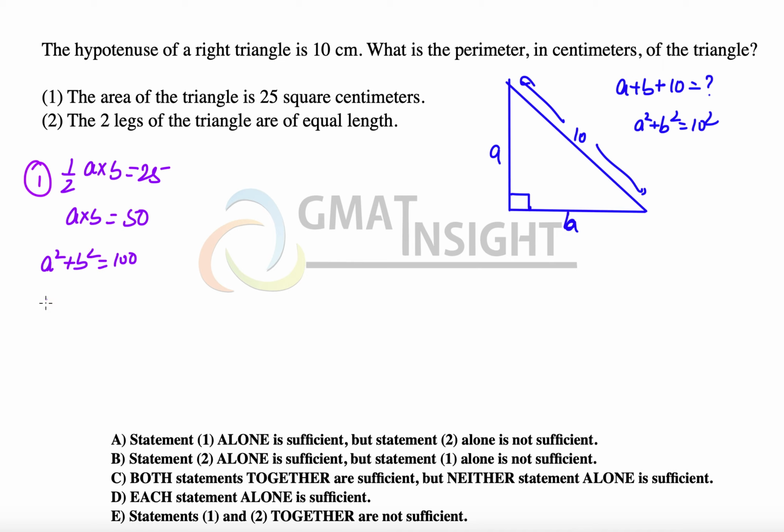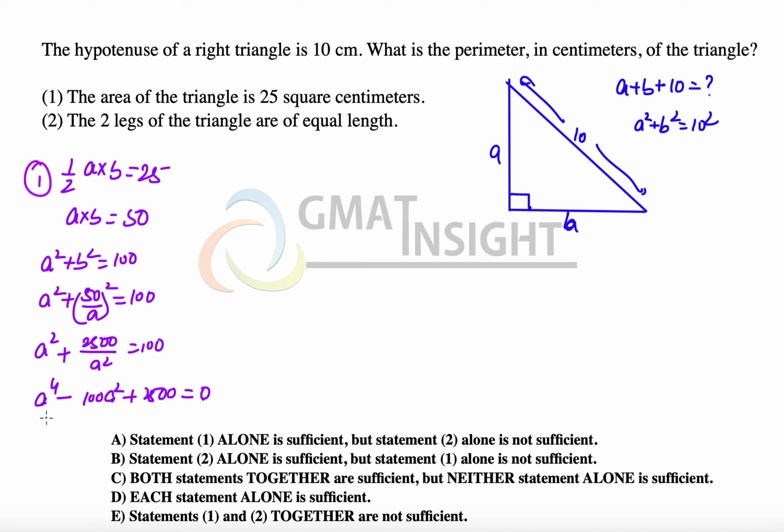Let's quickly simplify. b is equal to 50 over a. So a square plus (50 over a) whole square is equal to 100. Now we have to simplify this further. a square plus 2500 divided by a square is equal to 100, which means a to the power 4 minus 100 a square plus 2500 is equal to 0.